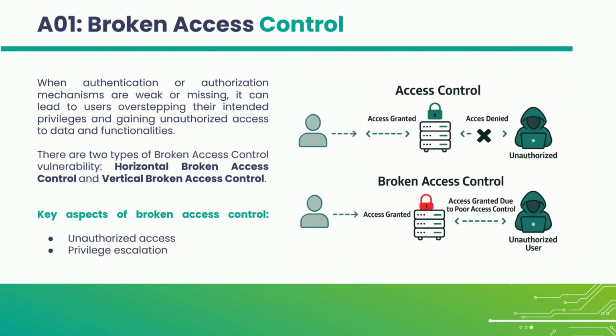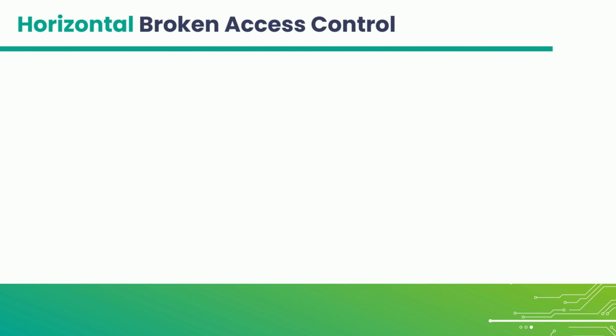Broken access control usually comes in two flavors. Horizontal access control, when a user can access data that belongs to another user. And vertical access control, when a user escalates privileges. For example, going from a regular user to an admin. All right, let's see it in action.